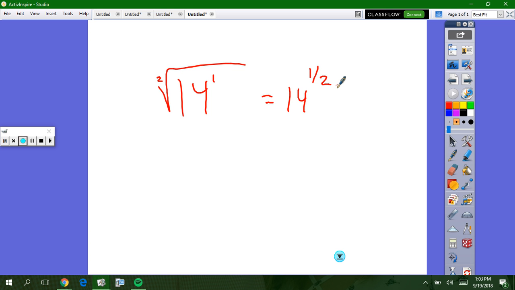Okay, so in general, I have a to the m underneath the nth root. What would you guys say that would be? A to the m divided by n.